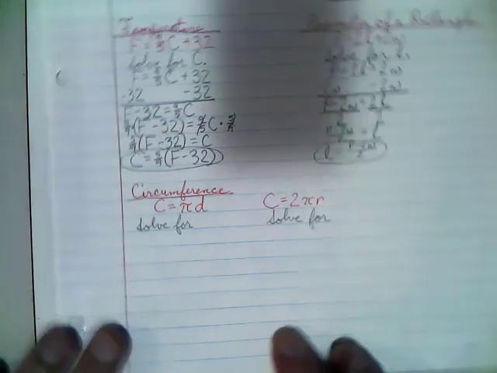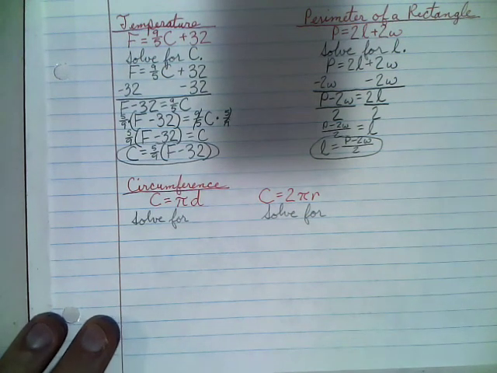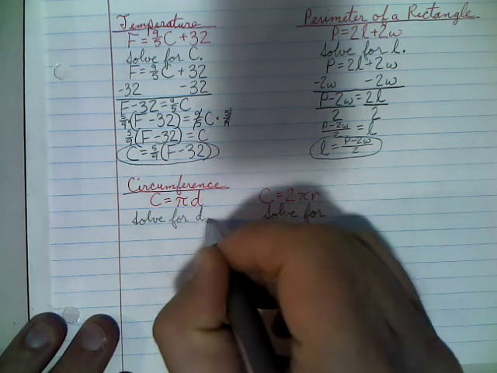All right, and here we are. Next up, we're looking at circumference. So usually we know the diameter or the radius, and so we use one of these two formulas to solve for our circumference. But what if it was the other way around? What if we knew the circumference, but we wanted to figure out what the diameter or the radius is? Well, in that case, we need to solve.